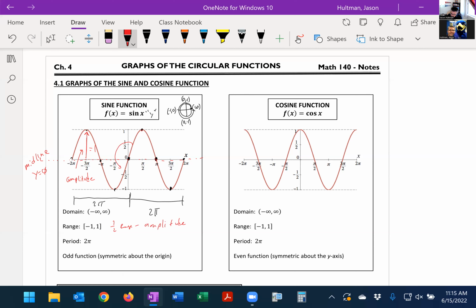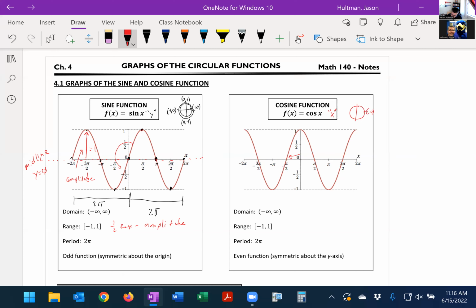For the cosine function, it really is just the sine function, but it happens to be shifted -pi/2 units. And again, this comes to us from the x value on the unit circle. The x value on the unit circle is going to start at 1, and then it's going to go to 0, and then to -1, and then to 0, and then back to 1.